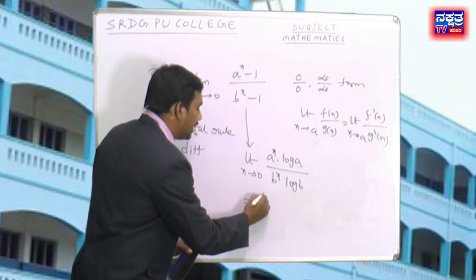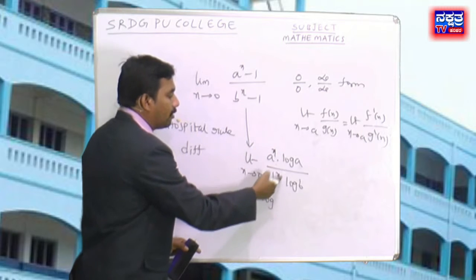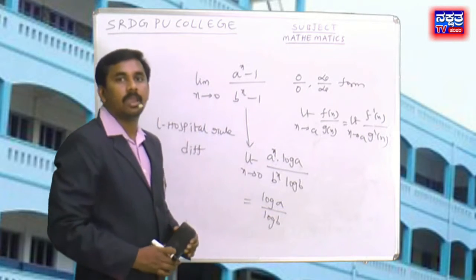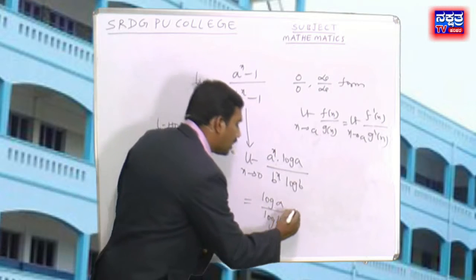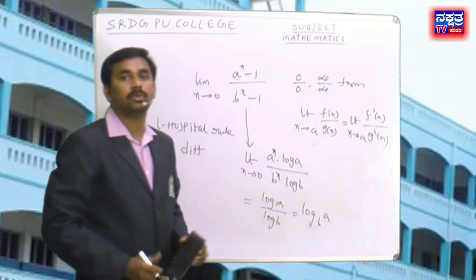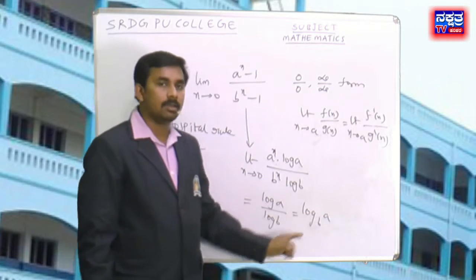So then you will get a power 0 1, b power 0 1, log a by log b, log a by log b. So log a by log b we can write as logarithm of a to the base b, log a by log b.